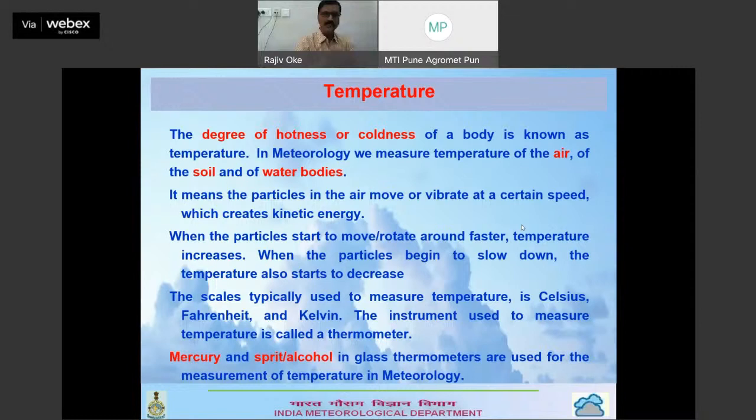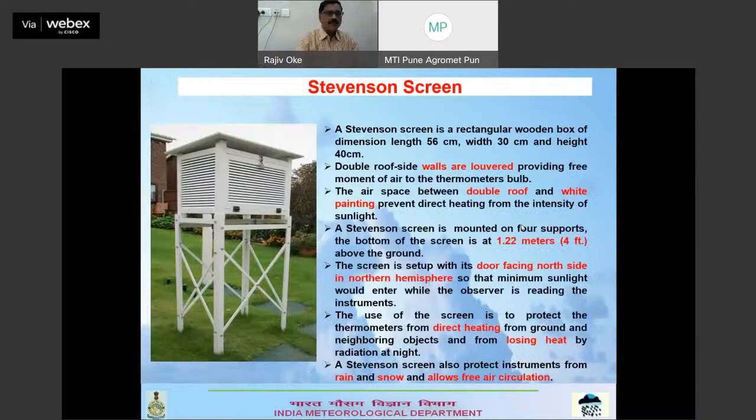The instrument used to measure the temperature is called a thermometer. Inside the thermometer, for measuring the temperature, the sensors are mercury and spirit or alcohol. Glass thermometers are used for measuring the temperature in meteorological departments. So this is called a Stevenson screen. In the figure on the left side you can see the Stevenson screen.